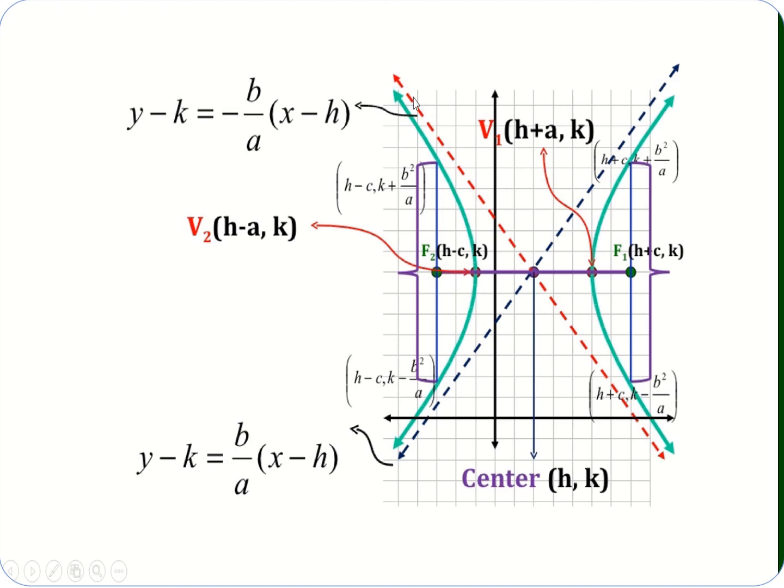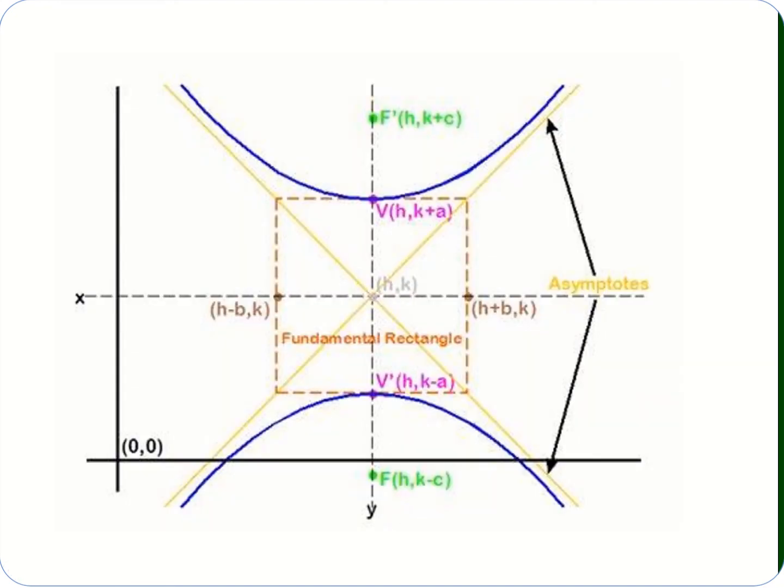For the asymptotes, we have y minus k, since the center is (h, k), y goes with k and x goes with h. So the same thing, y minus k equals negative b over a times x minus h. And then the other one is y minus k equals positive b over a times x minus h. It is similar for the vertical, just inverted.